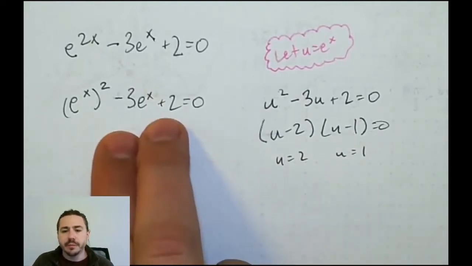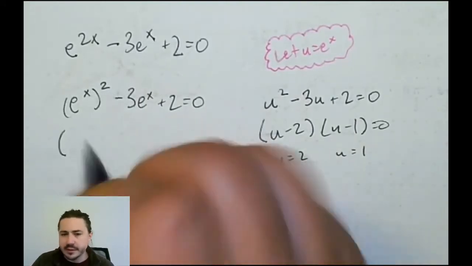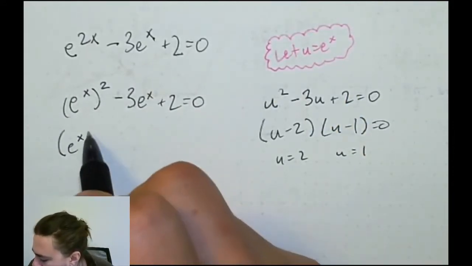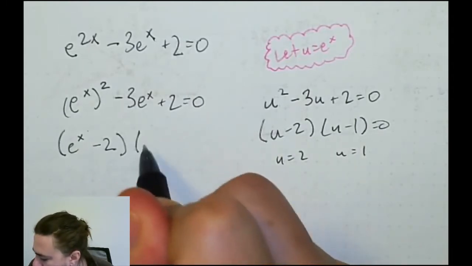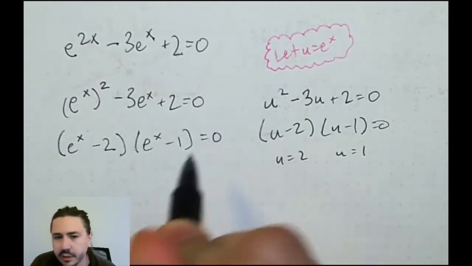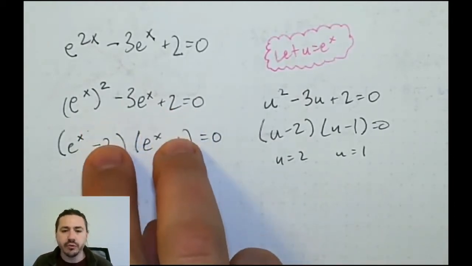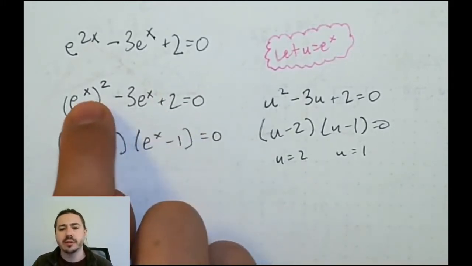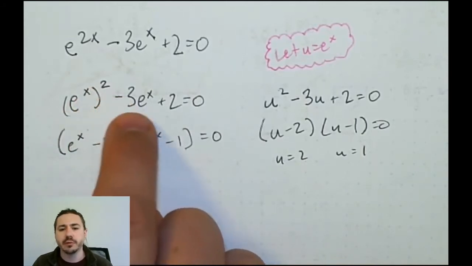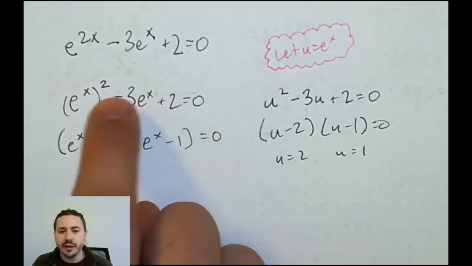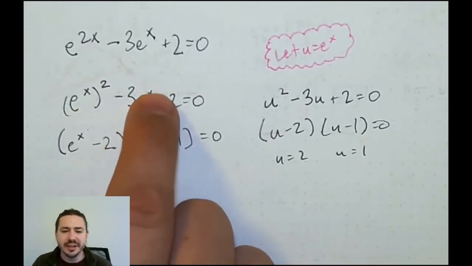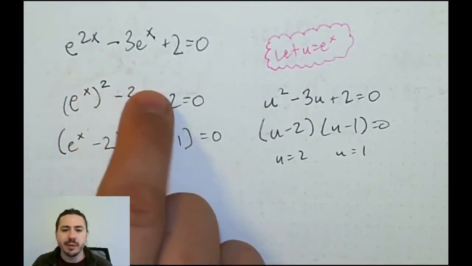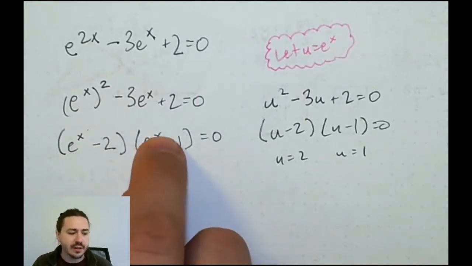I'm going to do that same thing over here. I'm going to factor this as, instead of u, I've got e to the x, so e to the x minus 2 times e to the x minus 1. Basically I'm solving this as though it was a quadratic. So this factoring technique can be used as long as it's set up in this sort of u squared minus 3u form, or it doesn't have to be 3, but you've got a squared term and a linear term. Basically if this term's power is double this term's power, you can solve it like this.